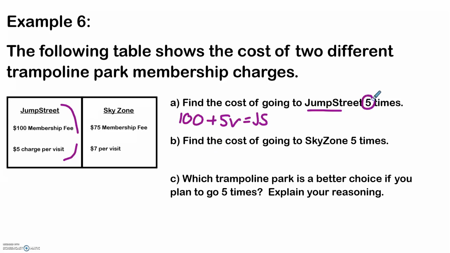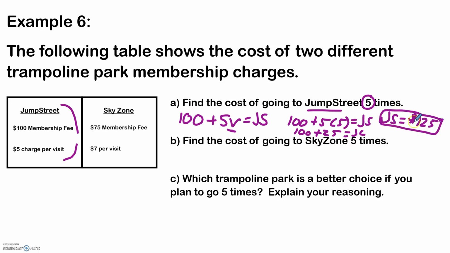I'm going to be visiting 5 times, so I'm going to plug in 5 for V. So I get 100 plus 5 times 5, which is going to equal the cost of Jump Street. 100 plus 25. My final answer is that Jump Street will cost me $125 to go 5 times.